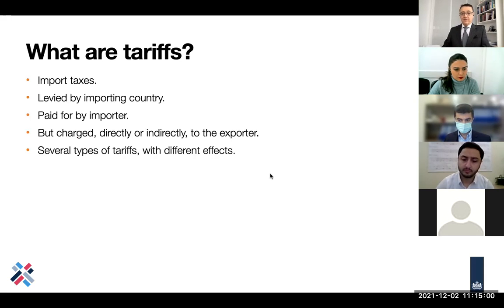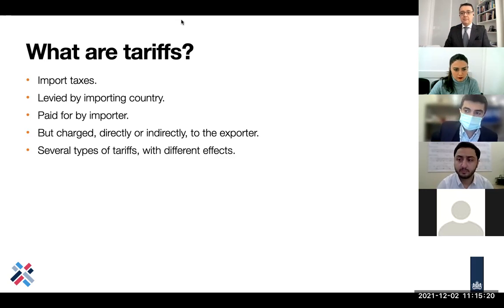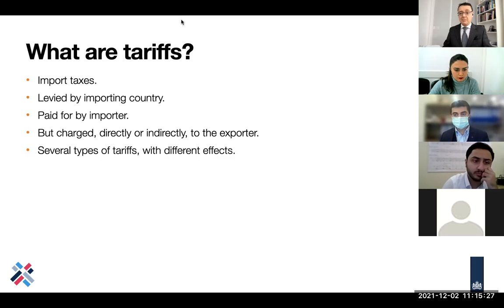Basic recap, what is a tariff? Well, we all know that a tariff is a tax that is levied on the imports by the importing country and therefore paid by the importer. Because of course the exporter doesn't live in the target country, so they can't go and pay the taxes. But the importer doesn't take the money out of their own pocket. The importer will almost certainly charge the exporter for the cost of the tariff. So the exporter will have to pay through a lower price the cost of the tariff.